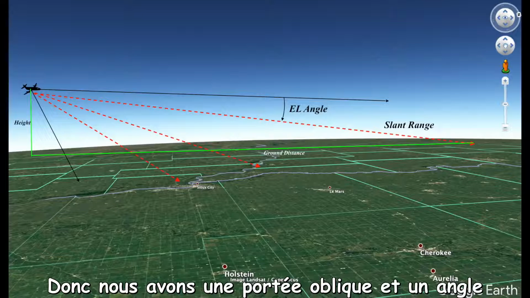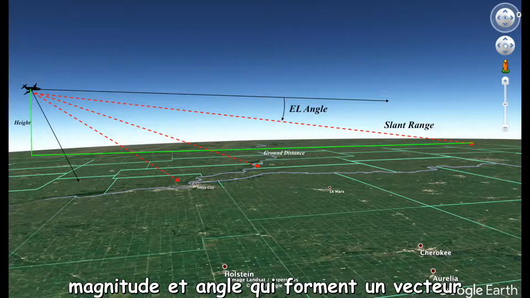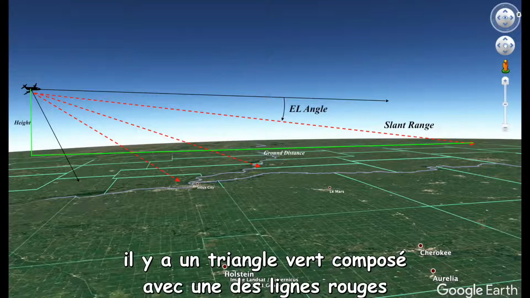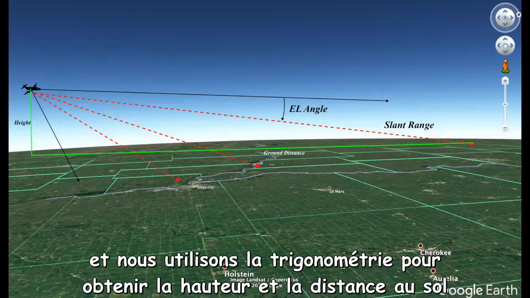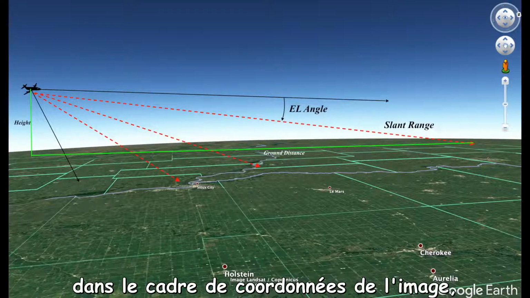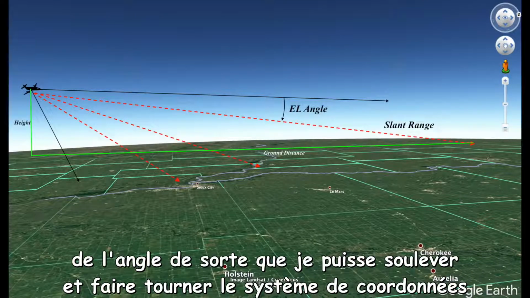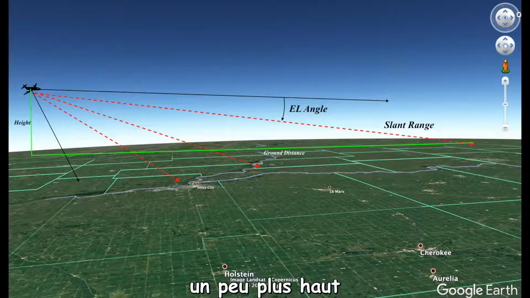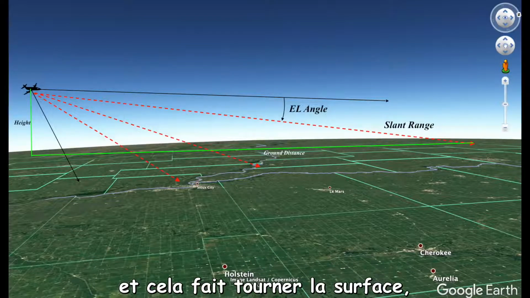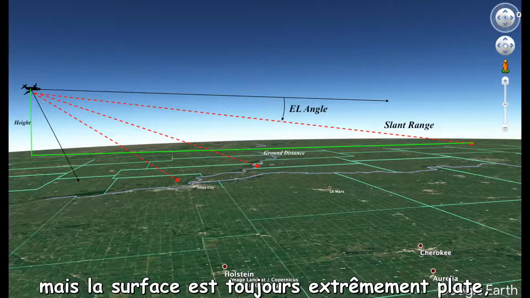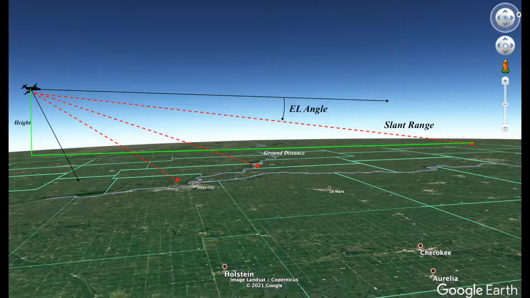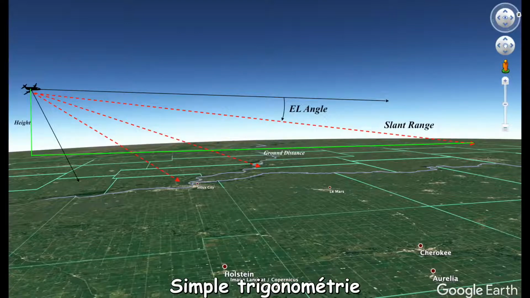So we've got a slant range and an angle, right? Magnitude and angle, that's a vector, and there's a green triangle there composed with one of the red lines, and we use trigonometry to get the height and the ground distance in the coordinate frame of the image, which is why I have that vertical adjustment in angles, so I can lift and rotate the coordinate system up a little bit, and that rotates the surface, but the surface still comes out extremely flat, which is quite incredible. So yeah, simple trigonometry.